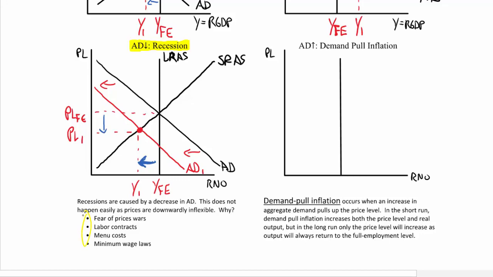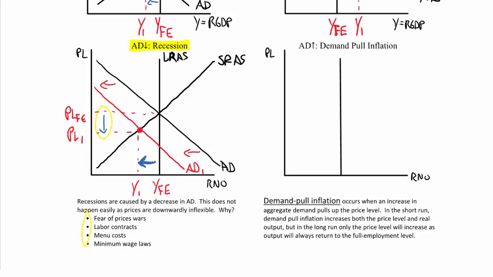And I really want to highlight these few right here. Prices might not fall as quickly or as much as you might expect, especially as the model suggests by just having the price levels fall so easily right here. But there are contracts, there are fear price wars. It's harder to change things in terms of our menu costs and changing the prices of things. And there's minimum wage too. There are rules against lowering our wages as much as we might want to.